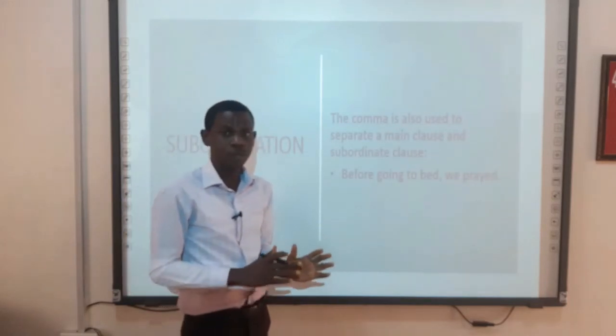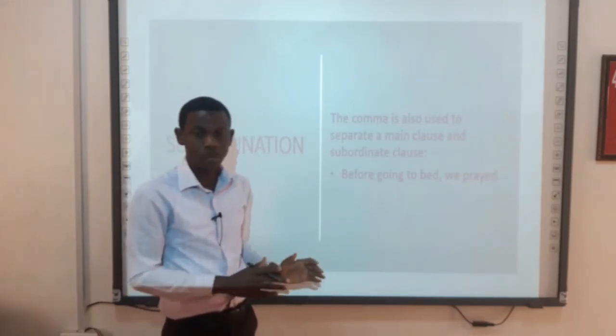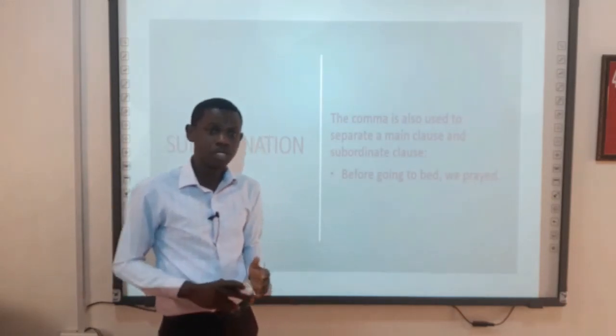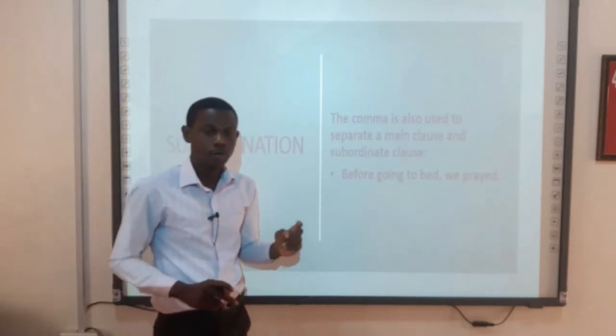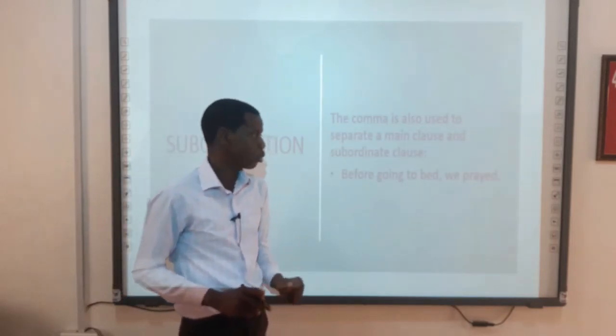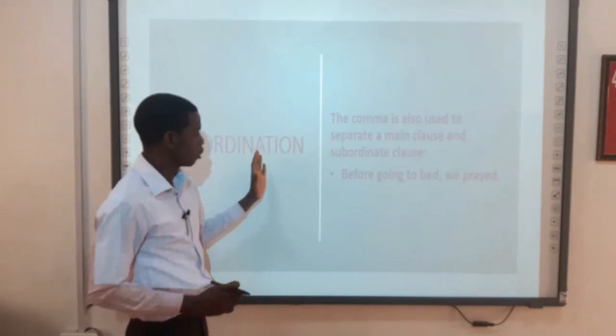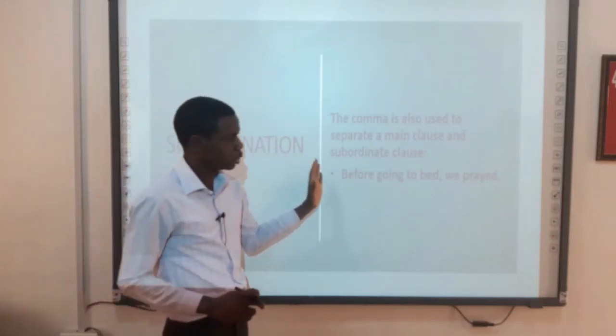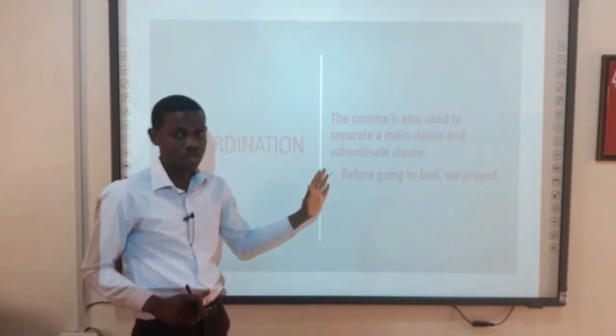So far, we've looked at the functions of the comma now, the major 4 functions of the comma: for listing, for apposition, for direct speech, and for subordination. Please, we are going to continue our lesson on what subordinate clauses are and what main clauses are.